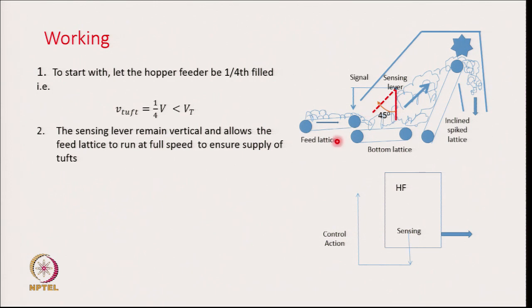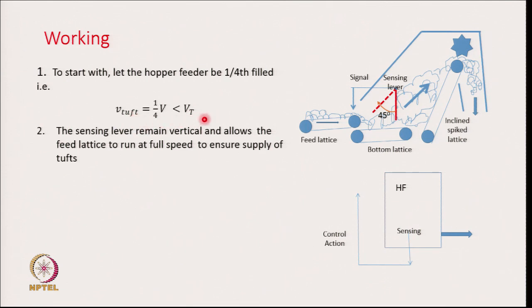In this case, what is feeding material to the hopper feeder? It is the feed lattice. So, when the swing is maximum, the drive to the feed lattice will be stopped, so that nothing gets fed to the hopper feeder or to the bale opener, whatever it is. Okay. So, to start with, let the hopper feeder be 1/4 filled. So, there is not much material.